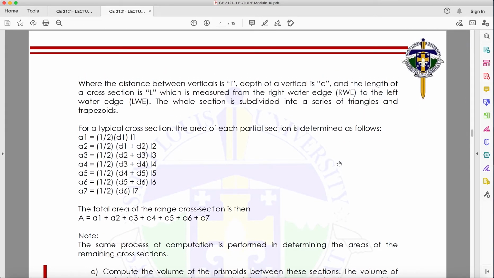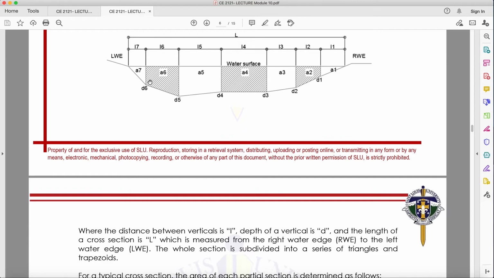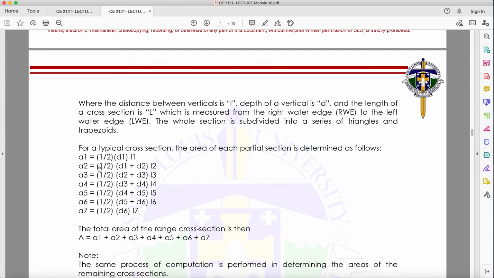So for this typical cross section, the area of each partial section is determined as follows. This is simple math. So 0.5 d times L1, because that is a triangle. This one is a polygon. So we have here (d6 plus d5) over 2 times L6.